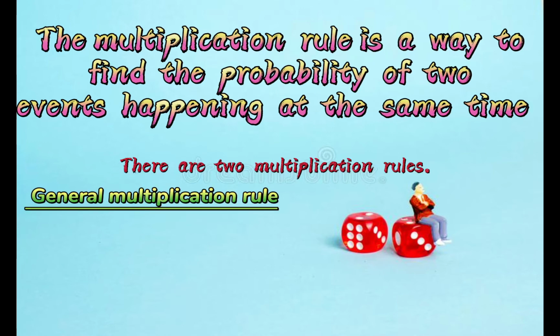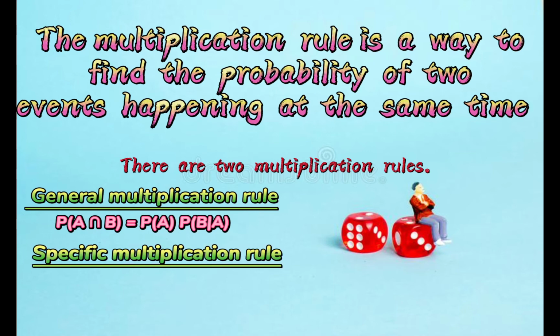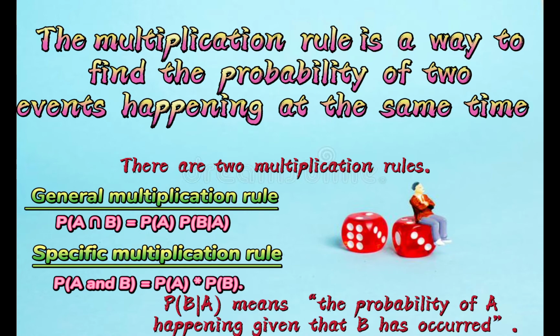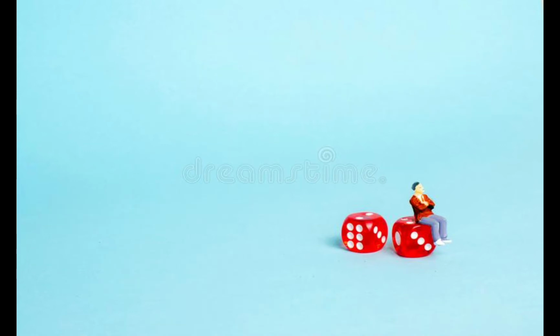The first one is the general multiplication rule, having the formula: probability of event A intersection B is equal to probability of A times probability of B given A. Next is the specific multiplication rule, having the formula: probability of events A and B equals probability of event A times probability of event B. In the probability of B given A, it means the probability of B happening given that A has occurred.